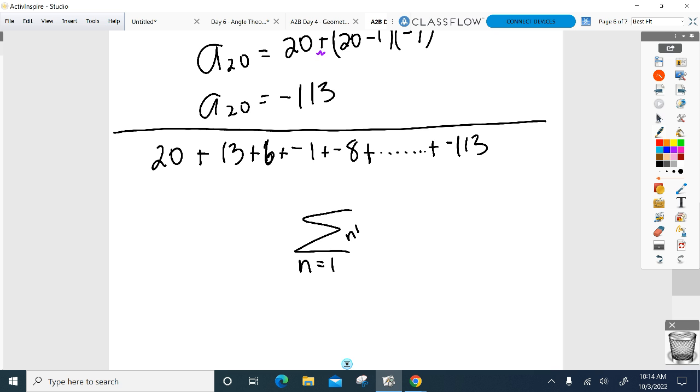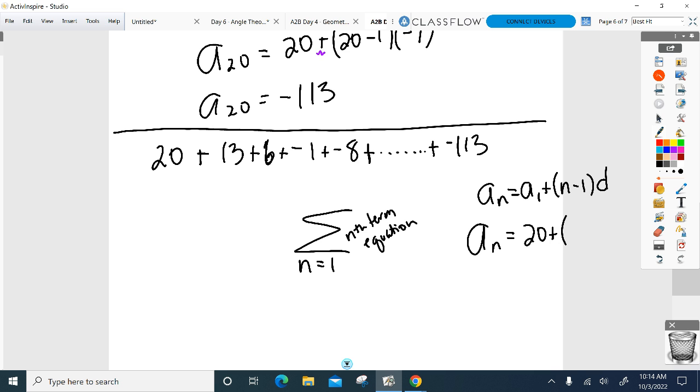Now here you need the nth term equation. How do I get the nth term equation? I use the arithmetic sequence formula from my reference sheet. All right, help me out. When I find the nth term, do I plug in anything for n? Nope. N stays n. Ready? An equals first term 20. N stays n. And we said the common difference was what? Negative 7.